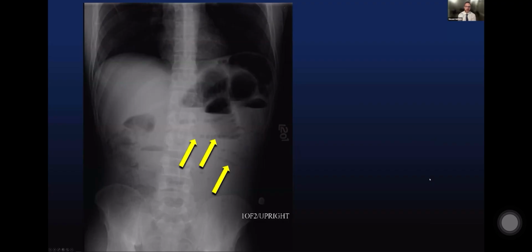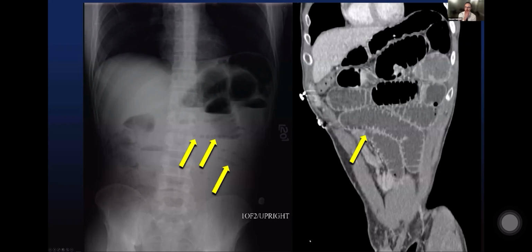So I'll start with a little bit of an unusual case, and this is a case that begins with a plain film. That's not really a common thing in our practice. These days, most people go right to CT. But at any rate, this patient has dilated small bowel. You can see small bowel loops in the left upper quadrant are more than 3 centimeters in size. There are differential gas fluid levels in multiple areas, and this nice string of pearls sign, all radiographic signs of small bowel obstruction. That was confirmed on this CT.